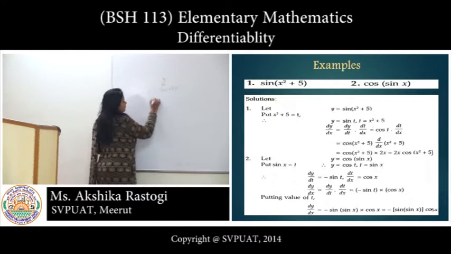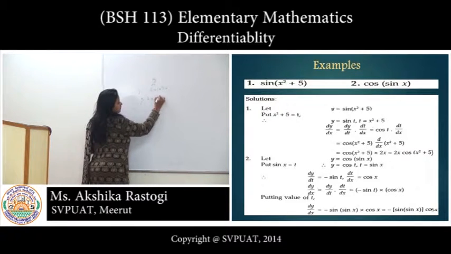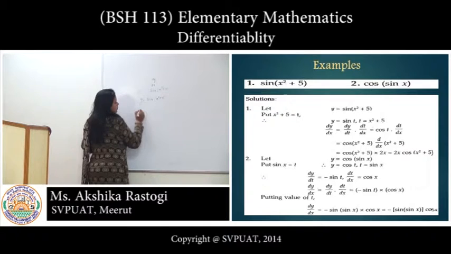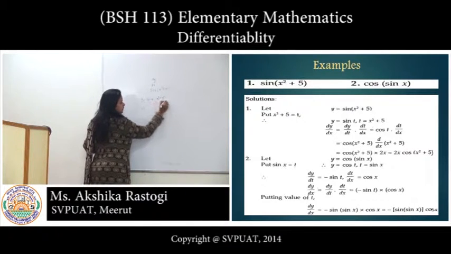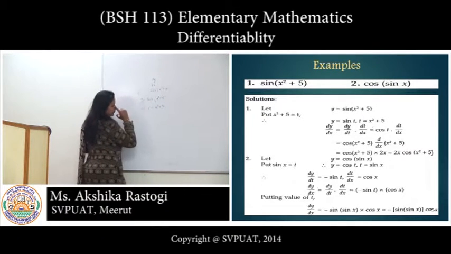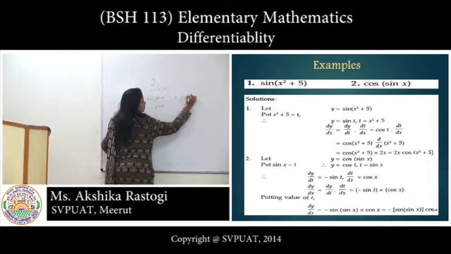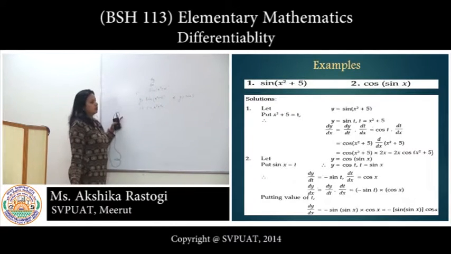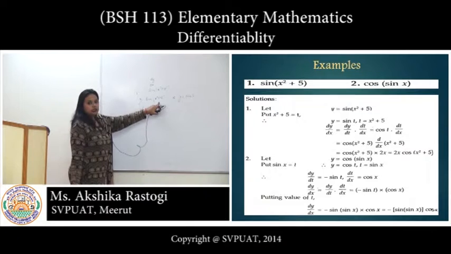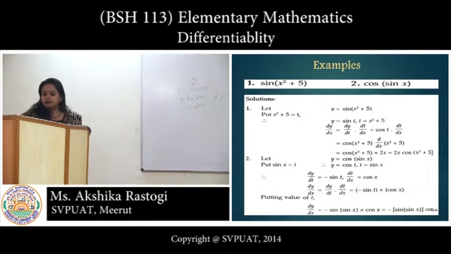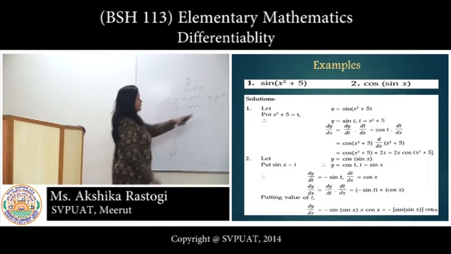According to the chain rule, we have y equals sin(x square plus 5). For differentiation, because this should be x, we consider t equals x square plus 5. So y will become y equals sin t. We assume this value x square plus 5 equals t, so we have y equals sin t.